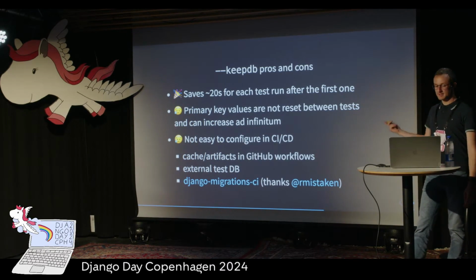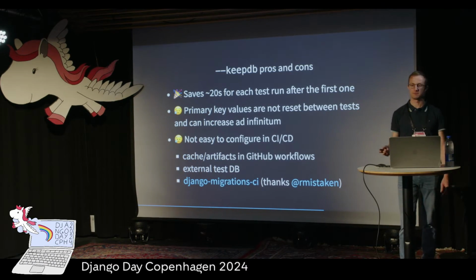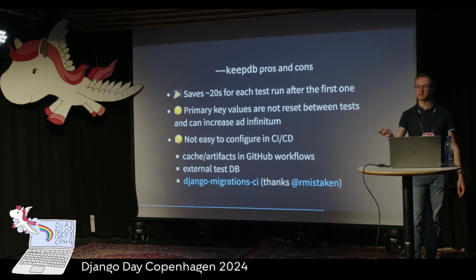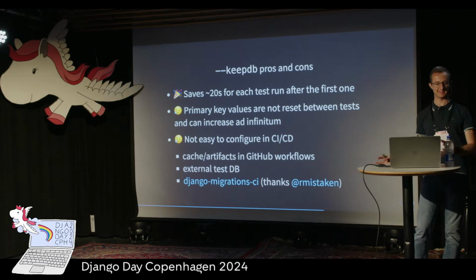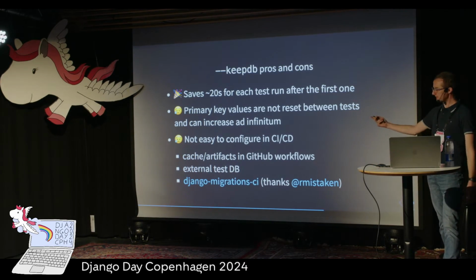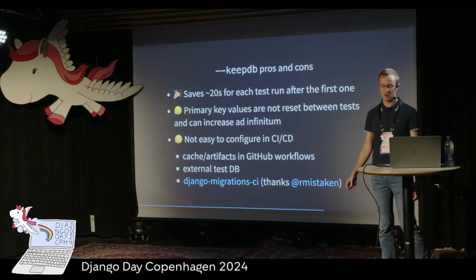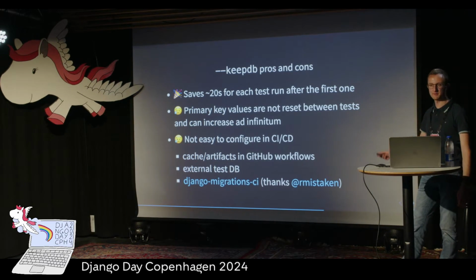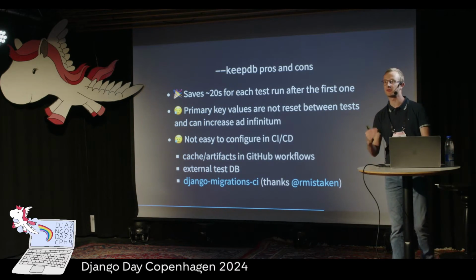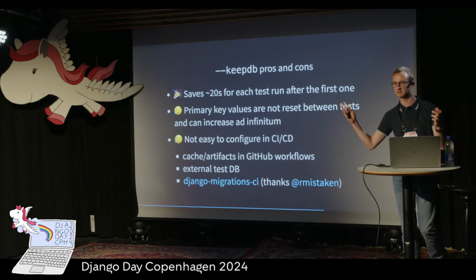The worst thing is that it's not easy to configure this in your CI/CD, because you either need to cache or create artifacts in your GitHub workflows, and this takes time too, so it's not a real solution. Or you can use an external test database, maybe a better solution. Or, thanks to a friend, you can use Django Migration CI, which makes it easier for you to configure an external database, for example, on AWS or somewhere else.